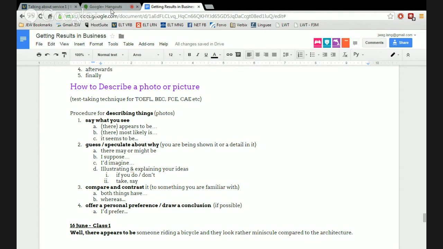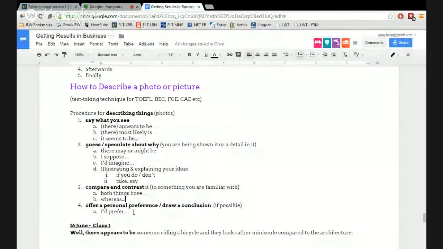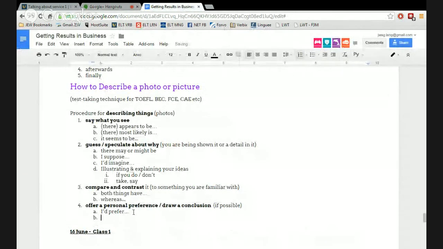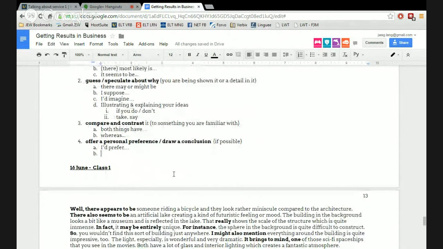Okay? And let's do one last one. Who else is here? We have Pedro, Shireen, Amir, Alibek. Alibek, can you read number 4 for us? Okay, if you can scroll up the page a little bit. Okay, that's okay. Number 4, offer a personal preference. Draw a conclusion, if it's possible.